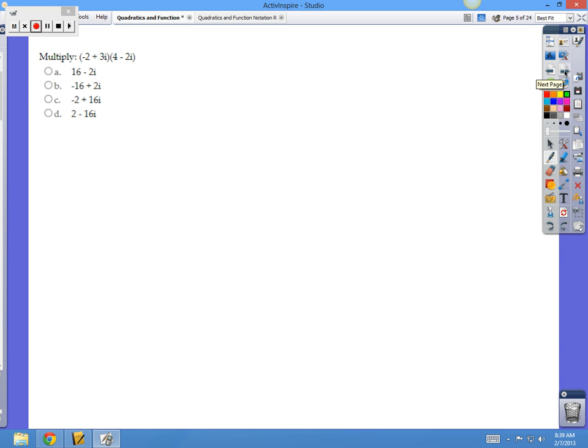Okay, multiplication. This is just a distributive property. Negative 2 times 4 is negative 8. Negative 2 times negative 2i is plus 4i. 3i times 4 is 12i. And then 3i times a minus 2i is a minus 6i squared.